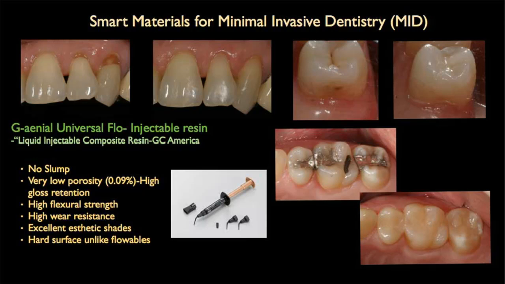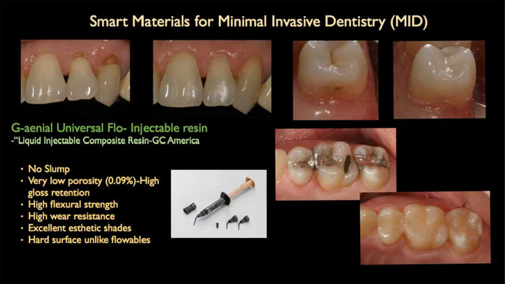And so this is where GC had come up with this liquid injectable composite resin. It's in a category all its own. It's called Genial Universal Flow. I thought this was a tremendously revolutionary type material. It came out about 1.5 years ago, and I've been using it, and I use it a lot, mainly because of these minimal invasive procedures. We're able to then correct that in very simple and very easy clinical time frames.